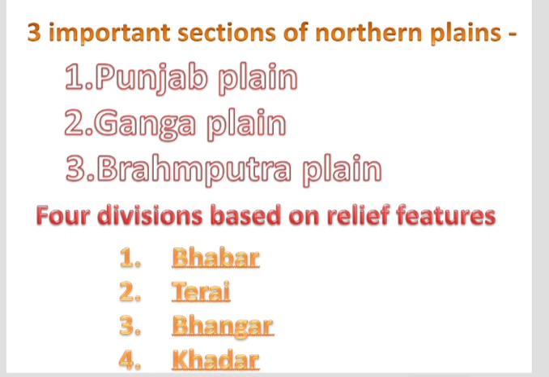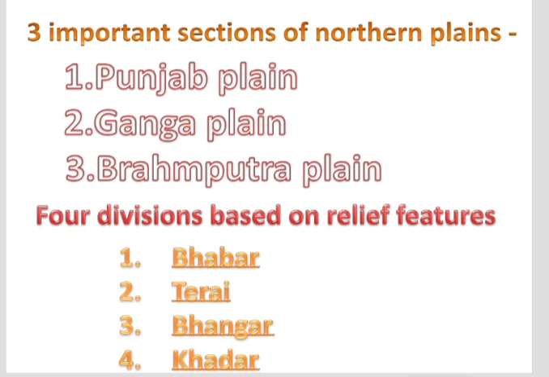Now we'll discuss the four major divisions according to the relief features. The first is the Bhabar, then Tarai, Bhangar, Khadar. Bhabar. After descending from the mountains, the rivers deposit pebbles in a narrow belt. This is the Bhabar region. Tarai. The Tarai region lies south of the Bhabar belt. In this region, the streams reappear and make a wet, swampy and marshy region.